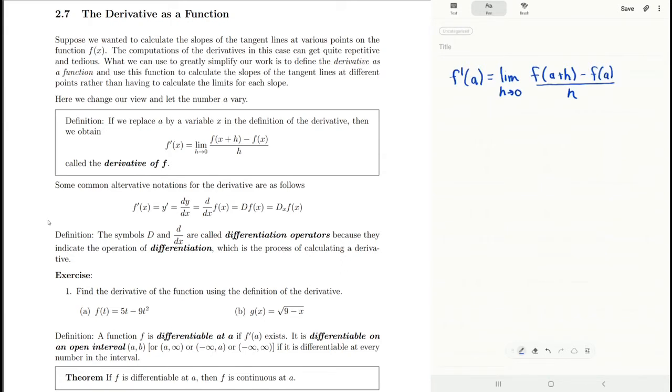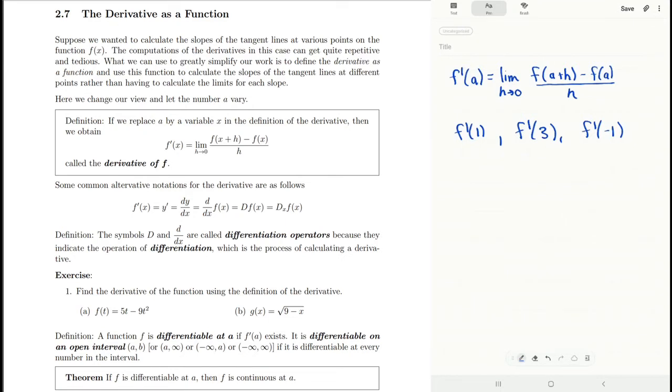For example, suppose we wanted to find f prime of 1, or f prime of 3, or f prime of -1. To do this, we would need to perform 3 separate limit calculations in order to find the slopes of the tangent lines at these different points. Now, as you can imagine, this can get quite repetitive and tedious to do the calculations. And so how can we simplify all of our work?